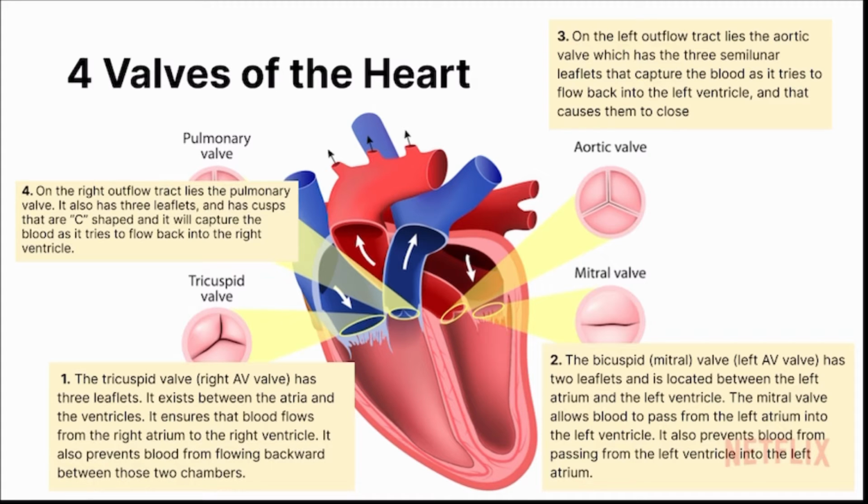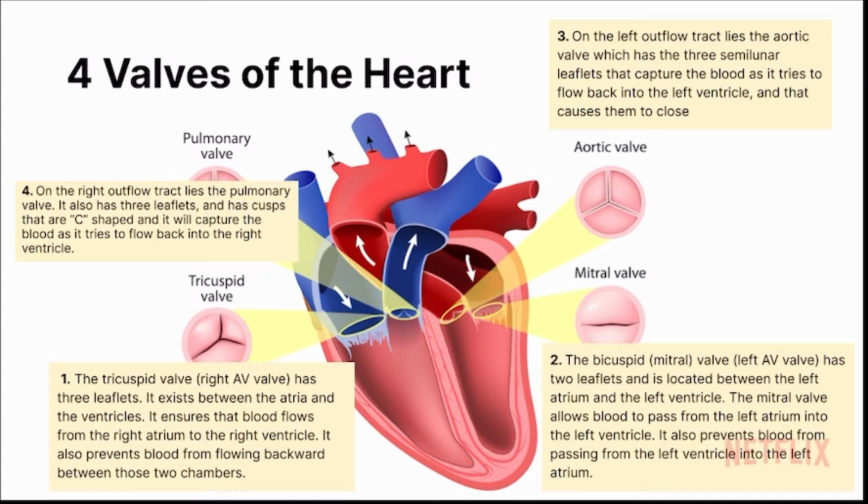Next, the bicuspid or mitral valve, also known as the left atrioventricular valve, has two leaflets and is located between the left atrium and the left ventricle. The mitral valve allows blood to pass from the left atrium into the left ventricle. It also prevents blood from passing from the left ventricle into the left atrium.